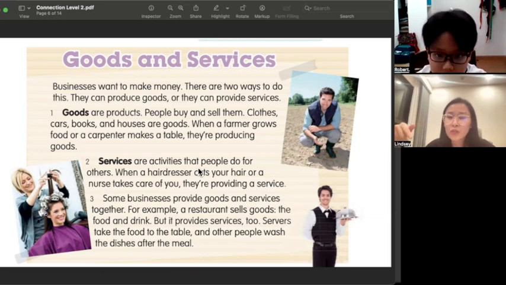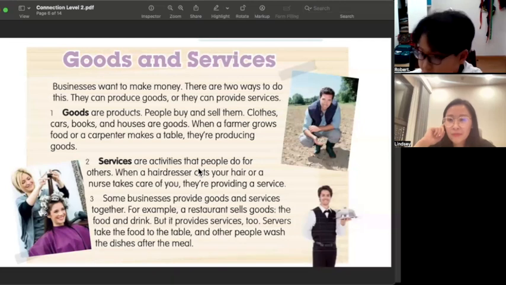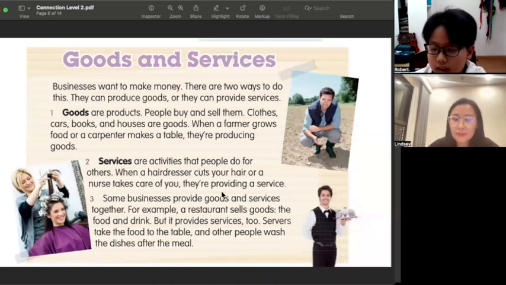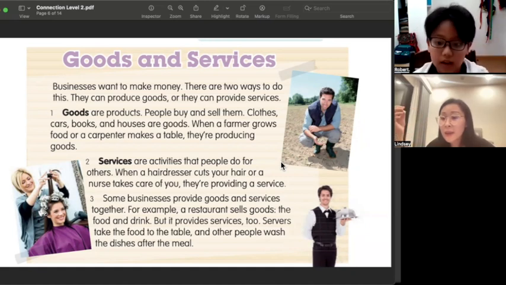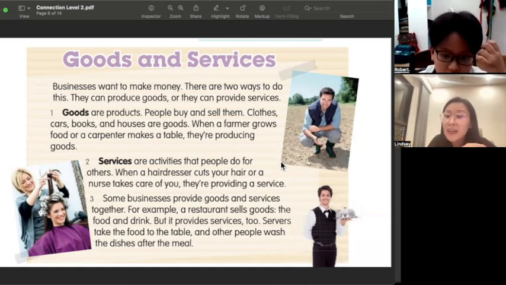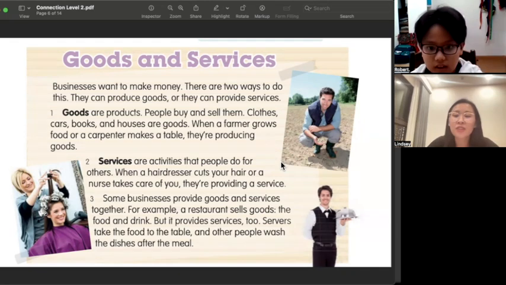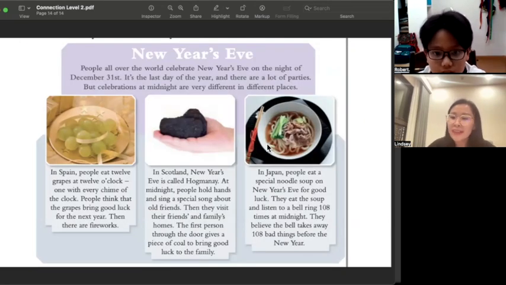So in a restaurant, do you think they sell goods or provide services or both? It is both. Okay, can you tell me why? They hold the water and food to you, and they give you food. That's right. High five for Robert. So food is a good, right? Yes, that's right. And they bring the food to you. That is a service.